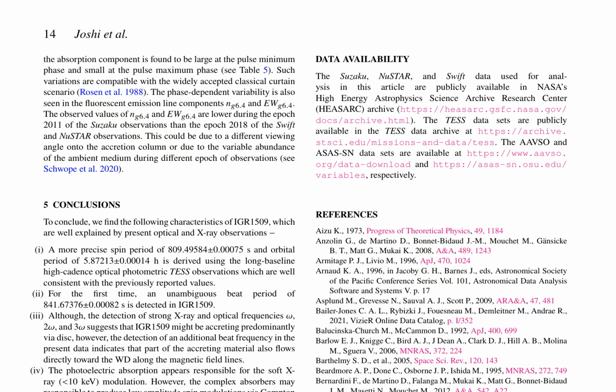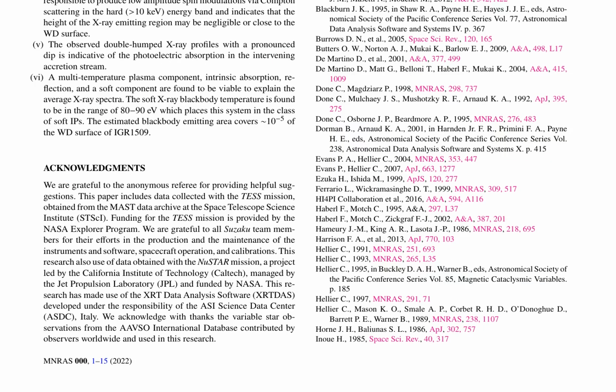Key findings include the detection of a precise spin period and orbital period using TESS observations, the detection of an unambiguous beat period, and the suggestion that IGR J15094-6649 might be accreting predominantly via a disk, but with part of the accreting material flowing directly toward the white dwarf along the magnetic field lines. Photoelectric absorption is identified as responsible for the soft X-ray modulation, while complex absorbers may produce low-amplitude spin modulations via Compton scattering in the hard energy band.